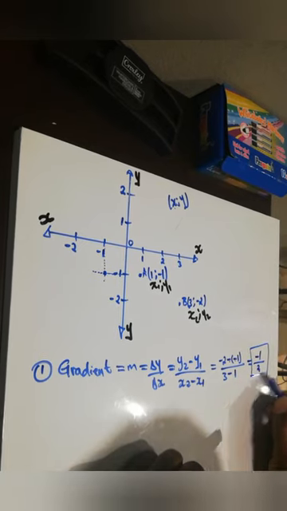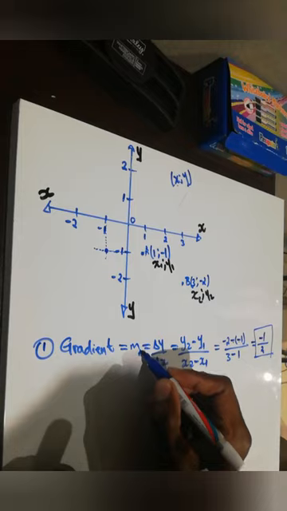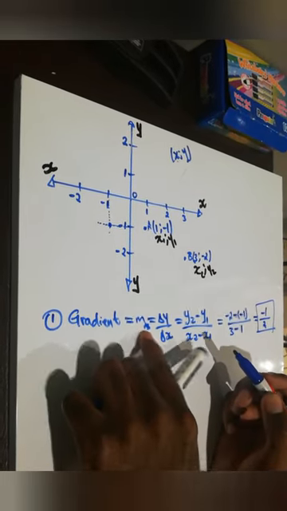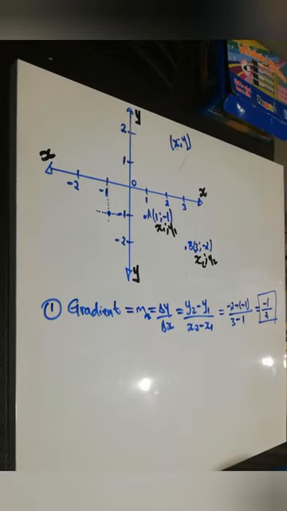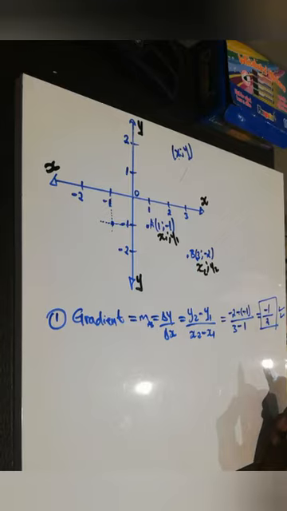Now we have the gradient. Here you could have just written A and B to show that you're calculating the gradient from A to B, just so that you don't find yourself mixing up information. So now we have the gradient.